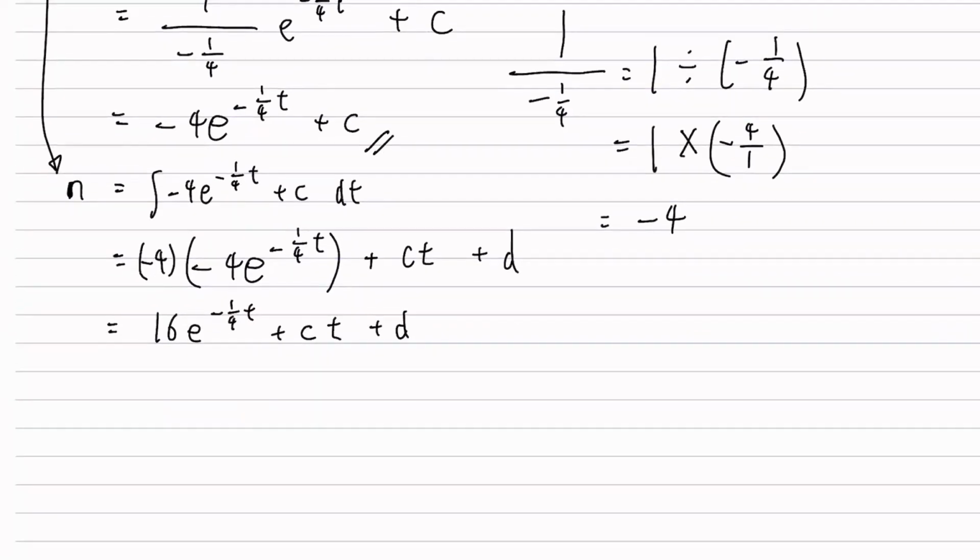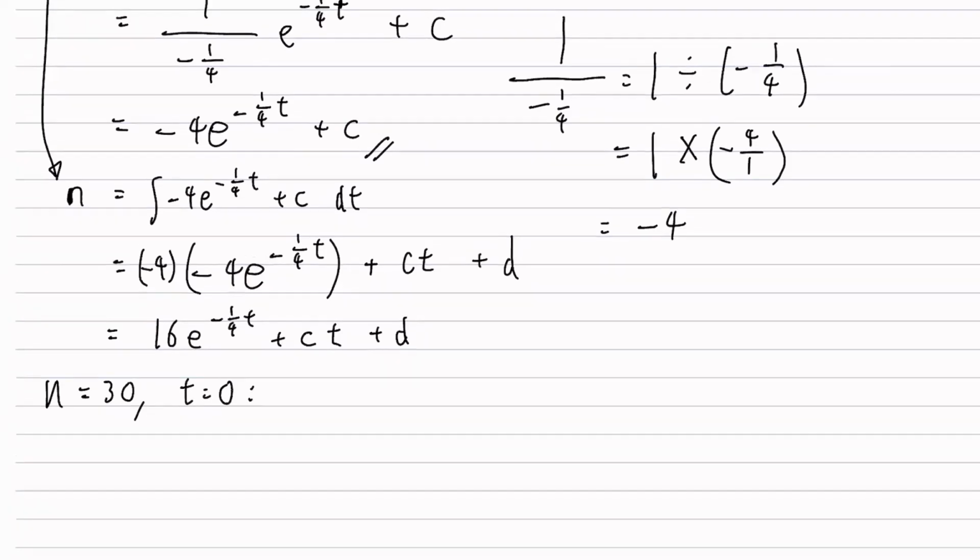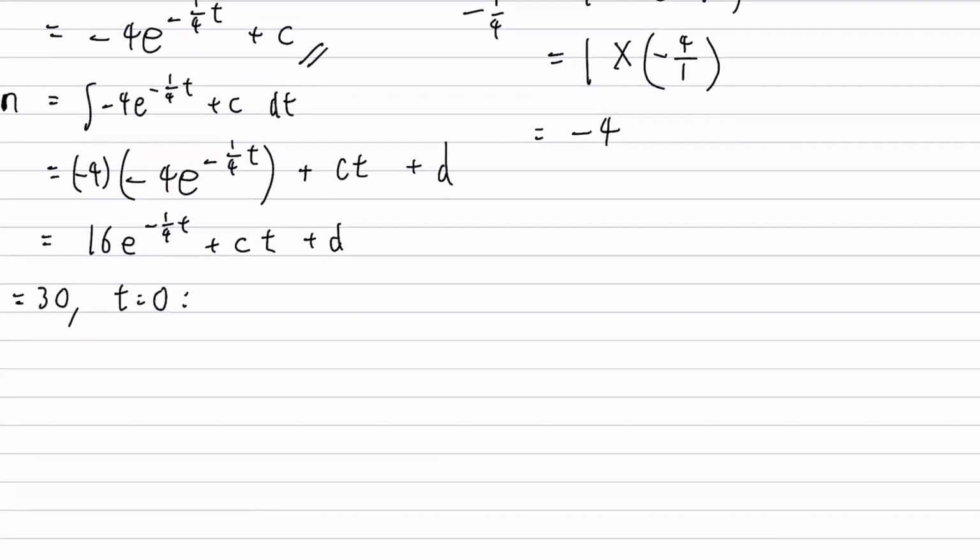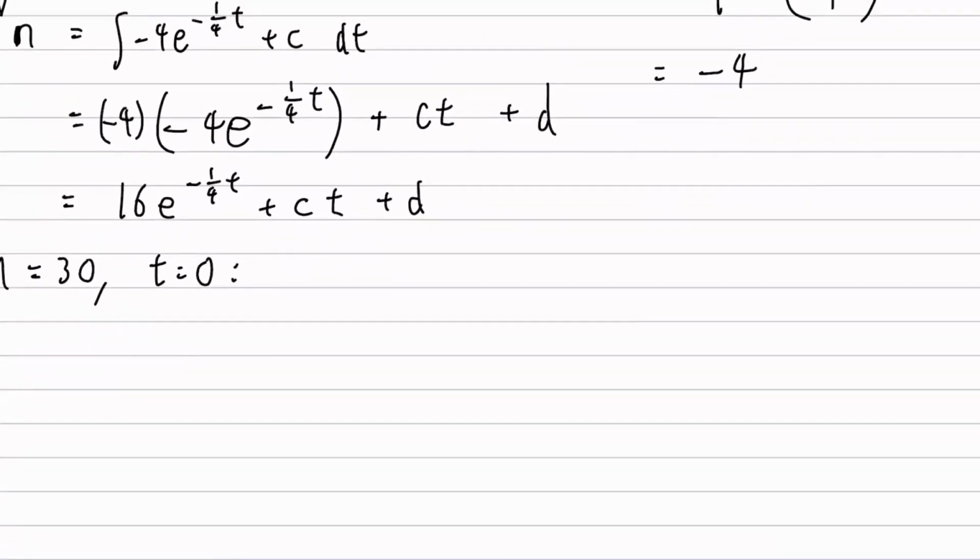We're not done yet. You still need to solve for c, solve for d. How do you do that? You need to sub in initial conditions. They gave you n equals 30, t equals 0. Take note that the part of the question where they ask you to sketch 3 members of the family of solution curves is no longer in your syllabus. So let's just solve by subbing in the initial condition.